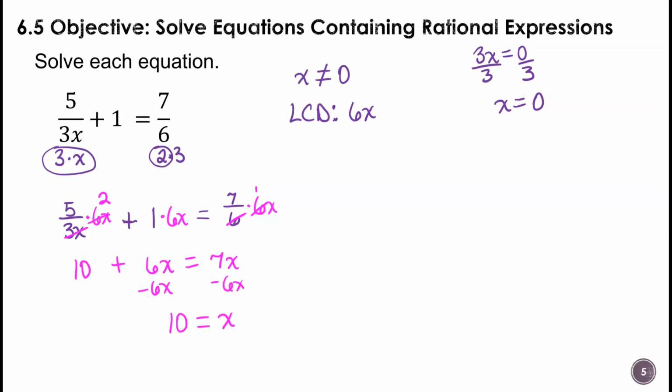And our solution is 10. Now 10 is okay because it is not 0. Remember, we can't have a solution of 0 in this case. Okay, so I'm not going to check every one of these because that becomes time consuming, but when you are working on something that's worth points, it's not a bad idea to go back and check your solutions.